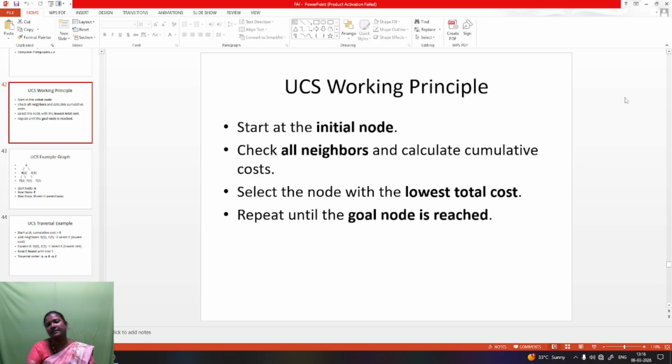UCS working principle, that is, uniform cost search working principle. Start at the initial node, that is, we start the search at the initial node or parent node. Check all neighbors and calculate cumulative cost. Traverse all the neighbors or successors and calculate the cumulative cost. Then select the node with the lowest total cost. Repeat the process until the goal node is reached.